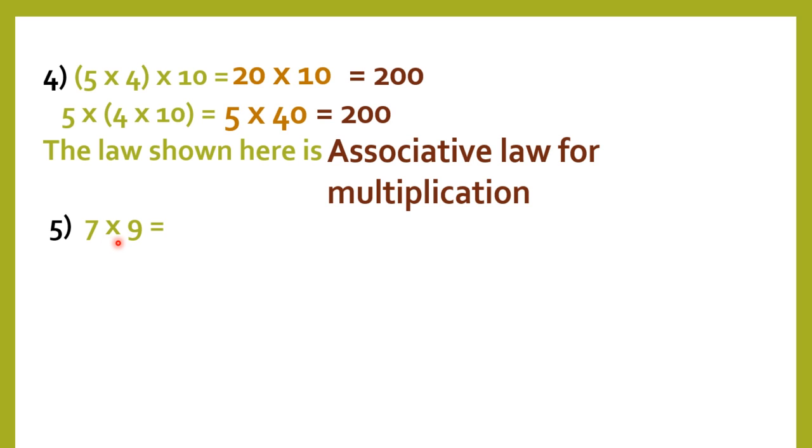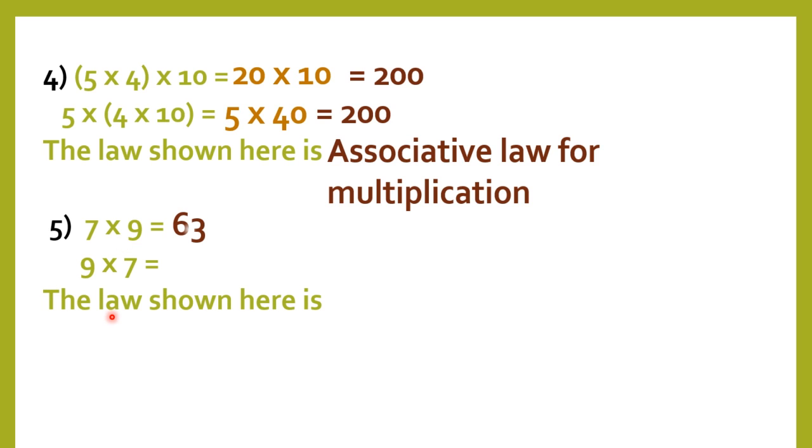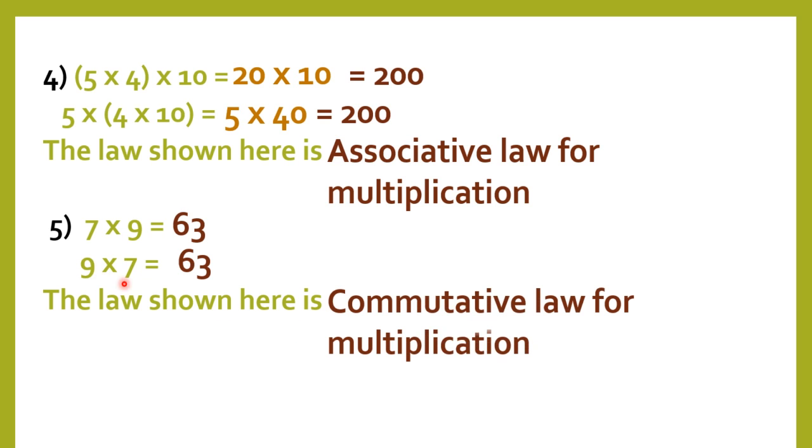The last one is 7 multiplied by 9 is equal to dash, and 9 multiplied by 7 is equal to dash. It's simple, and first we solve it. 7 9s are 63 and 9 7s are 63, and the law shown here is commutative law for multiplication, because we just swap the number and get the same answer.